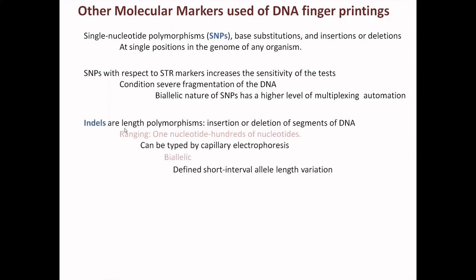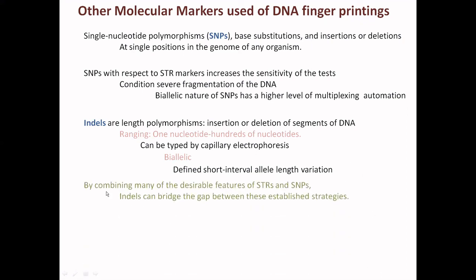Next is the indels or length polymorphism. So based on the length of the indel, it varies from individual to individual. That's why the length is the polymorphism. Then the range is 1 nucleotide to hundreds of nucleotides. It can be typed by capillary electrophoresis. It is biallelic, meaning in one individual you can see 2 types of the indel, and this is defined as the short interval allele length variation.